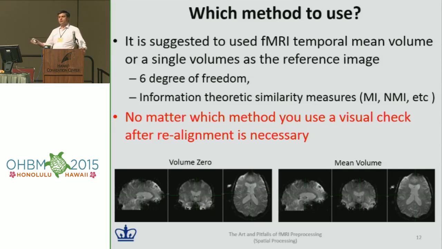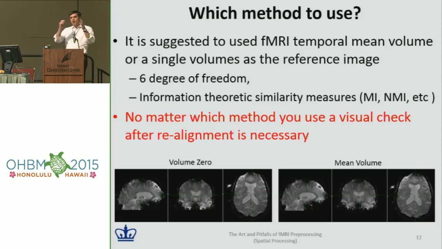Then you can correct with that reference volume instead of just picking it randomly in the middle of the slides. Because if you pick a volume which is actually acquired during the movement, that's going to cause problems. That's going to reduce the effect of realignment. So you need to select a volume which is robust.